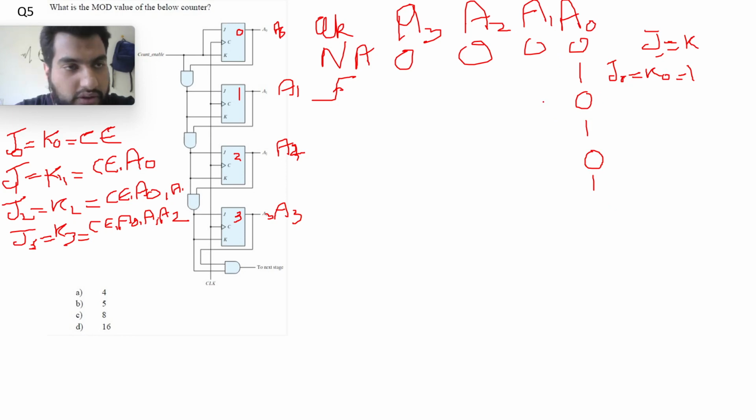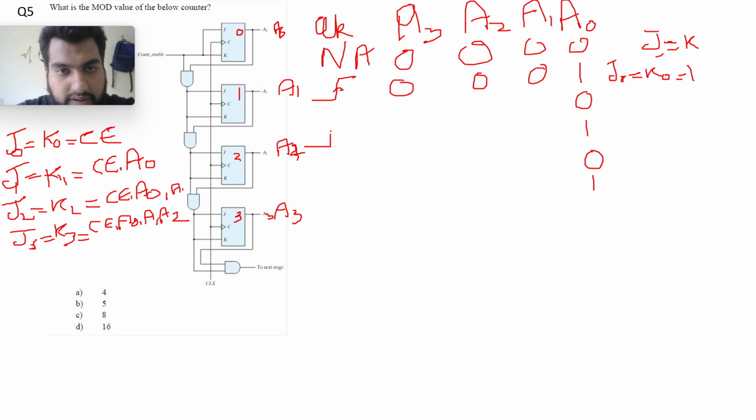So let us not write these things first. Let's concentrate on the next clock cycle, the first clock cycle only. J0 is equal to K0 is equal to 1. J1 is equal to K1 is equal to count enable AND A0. A0 was 0 in the previous cycle, so count enable AND 0 will be 0, so it will remain at 0, and the same for all others.